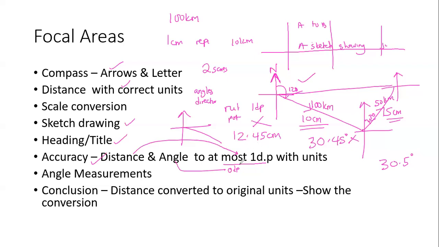So for angles, you can read to 0 decimal places, but for distance, you can read to at most 1 decimal place. Then the conclusion. For all these bearings, you must have your conclusion well stated. And in your conclusion, you must convert back to the original units. In case they ask you for the distance, and you have measured 12.4 centimeters, you must show that, since 1 centimeter represents this much, you are able to convert back.